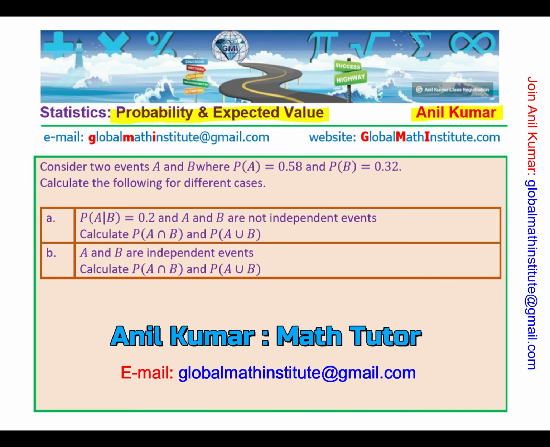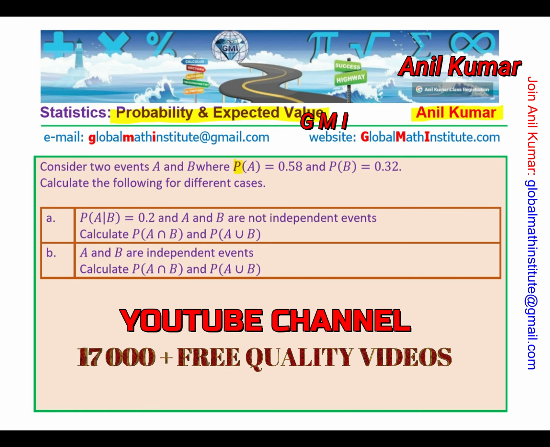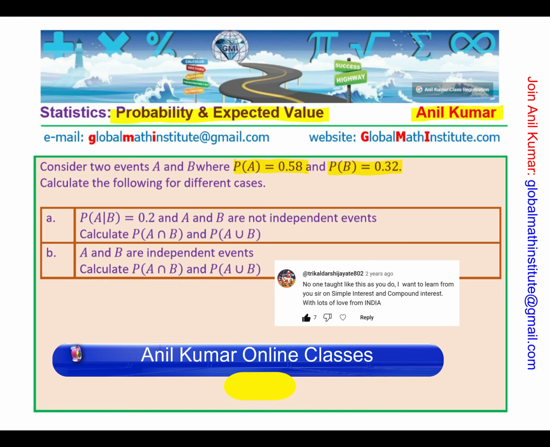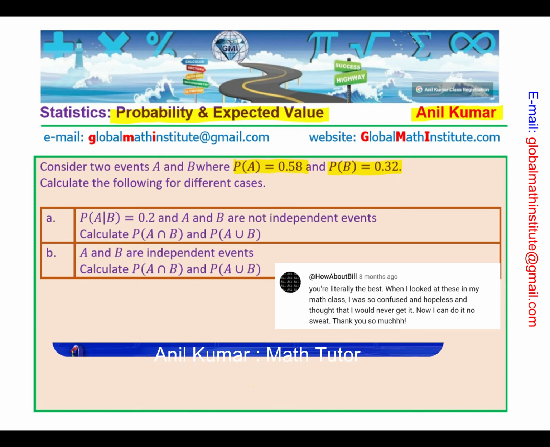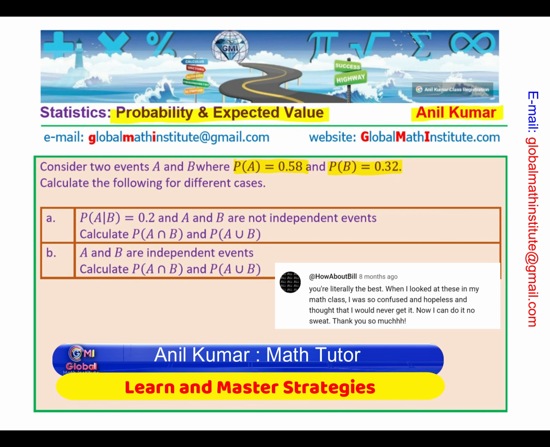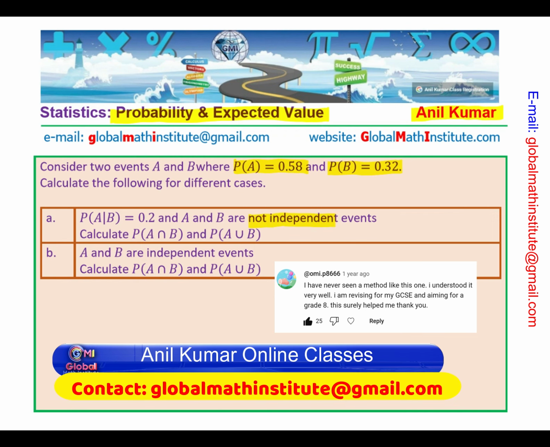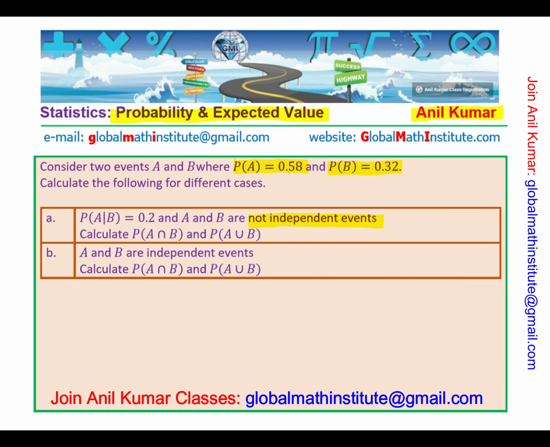The question here is: consider two events A and B where probability of A is 0.58, probability of B is 0.32. Calculate the following for different cases. A. Probability of A when B has occurred, it's a conditional probability, is 0.2, and A and B are not independent events. In that case, calculate probability of A intersection B and also calculate probability of A union B.